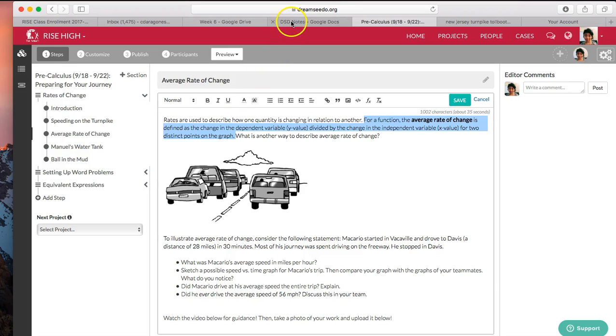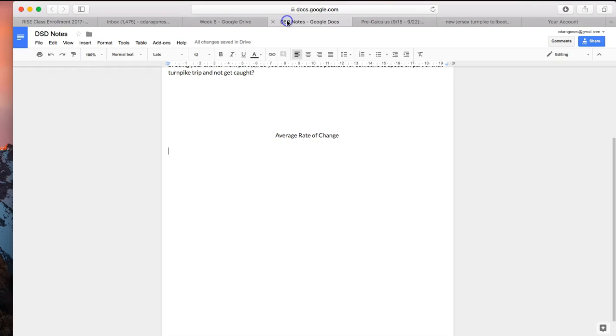So in your notebook, you're going to go ahead and write down this definition of the average rate of change. So write down the definition of average rate of change. Pause the video while you do that, and then when you're finished, you can keep the video going.